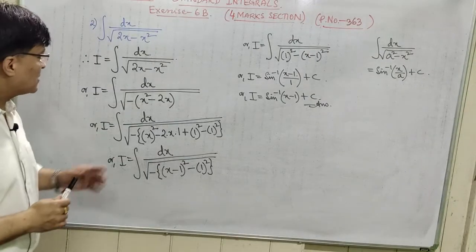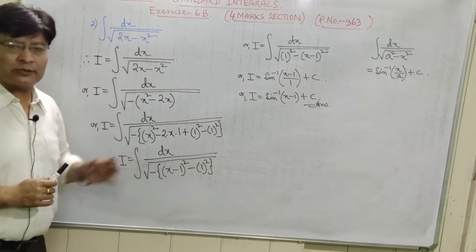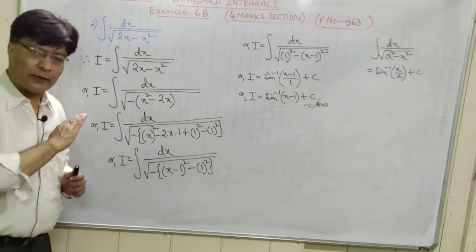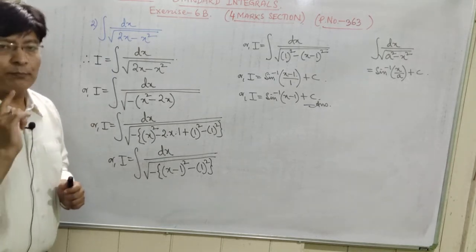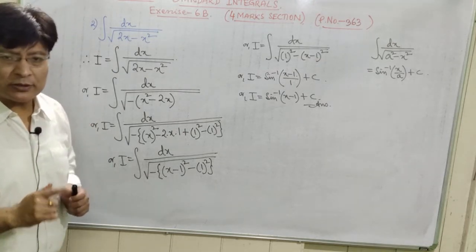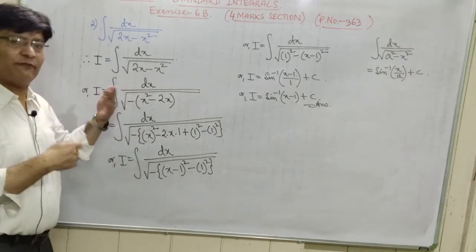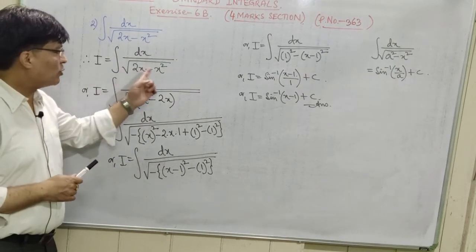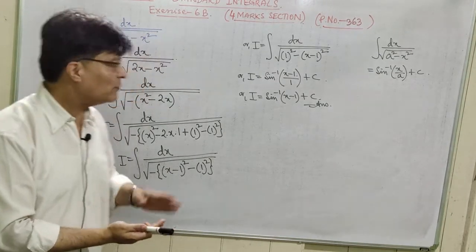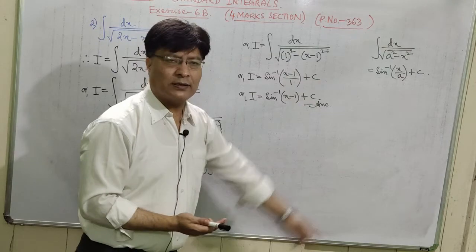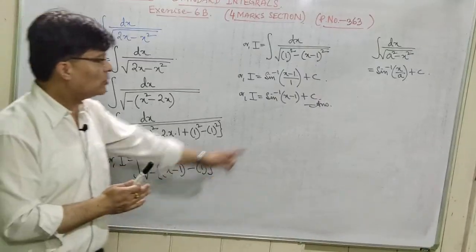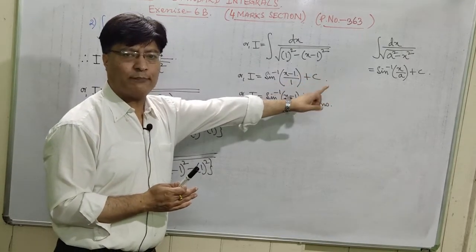So you should remember that whenever the expression is under square root, and if the coefficient of x square is negative, don't factorize it. But if the coefficient of x square is positive and the expression is under square root, if you can factorize the expression, factorize it. But if the coefficient of x square is negative, don't factorize it. Just convert it into the sixth standard form, so that we can use the formula, that is integration of dx divided by root under a square minus x square, which is equal to sine inverse x upon a plus c.